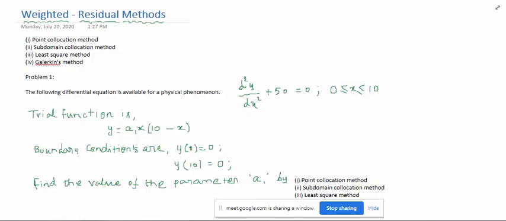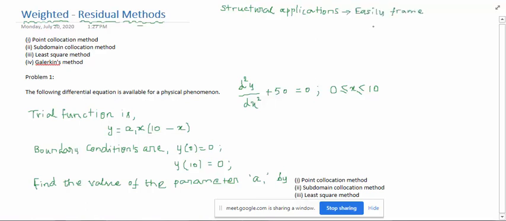Good day to all. Okay, so let us see some of the concept of weighted residual method. So here I am going to give some of the introduction about weighted residual method. Okay, so far we have seen about structural applications that are being solved in the Rayleigh method, because easily we can frame the potential energy equation for the particular kind of problems. Okay, so that is being solved in the Rayleigh method.